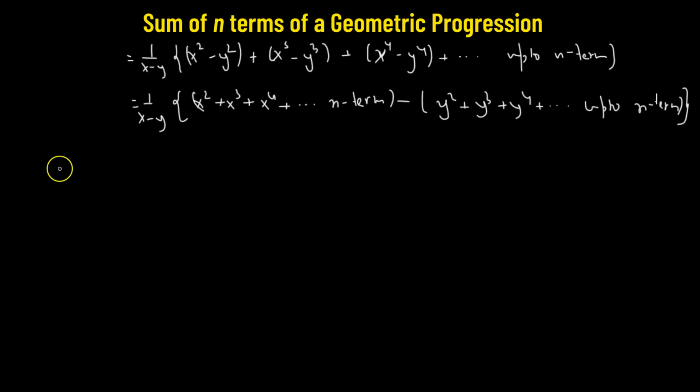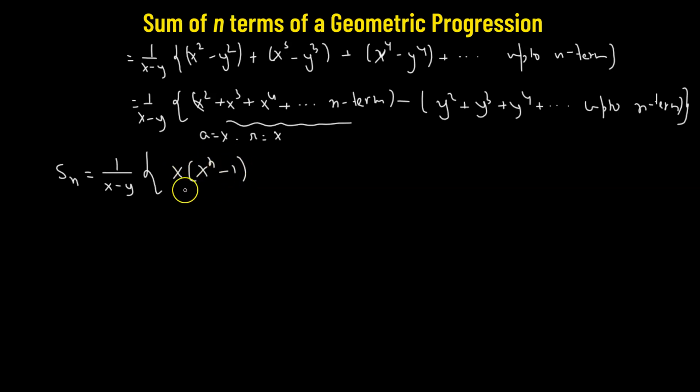So let's find out the sum. Here, this is our Sn, sum of the n terms, 1 over x minus y. Here, this is a geometric progression with the first term being x squared and the common ratio r equals x cubed divided by x squared, so that's x. So that means our sum will be the first term multiplied to the common ratio x raised to the power of n minus 1 divided by x minus 1. Minus, we'll consider this is also a geometric progression with the first term being y squared and the common ratio r being y.